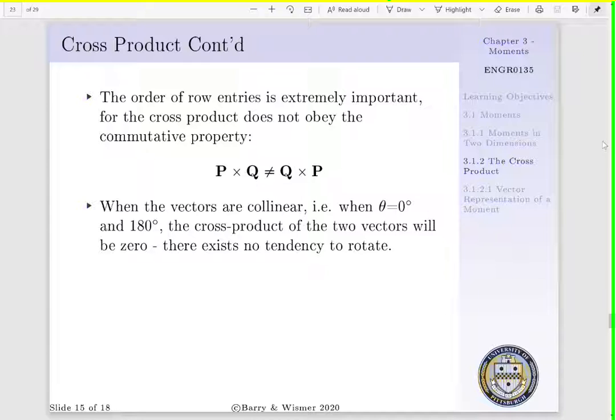Now, there are a few things to note. When our moment arm and force vectors are collinear, that is, when theta is either equal to 0 or 180 degrees, the cross product of these two vectors will be 0. That is, there exists no tendency to rotate when our force is aligned with our moment arm.